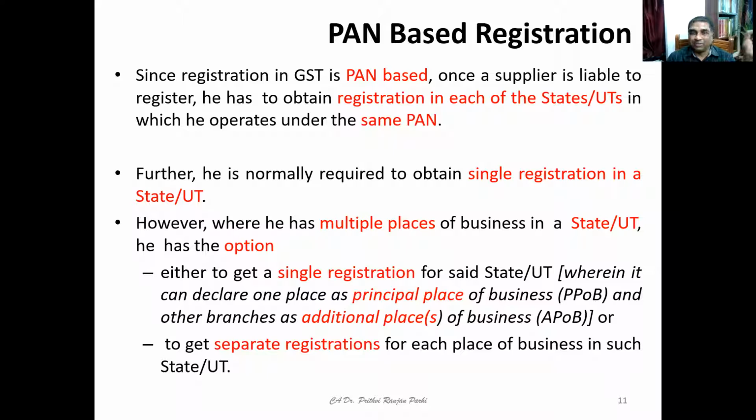Then what option do you have? Option 1, get a single registration of the said state. One registration you obtain. What you can do is show one place as your principal place of business, which is called PPOB, and other branches as additional places of business, APOB. If you follow this model, then you can manage with a single registration of the state. Did you understand?